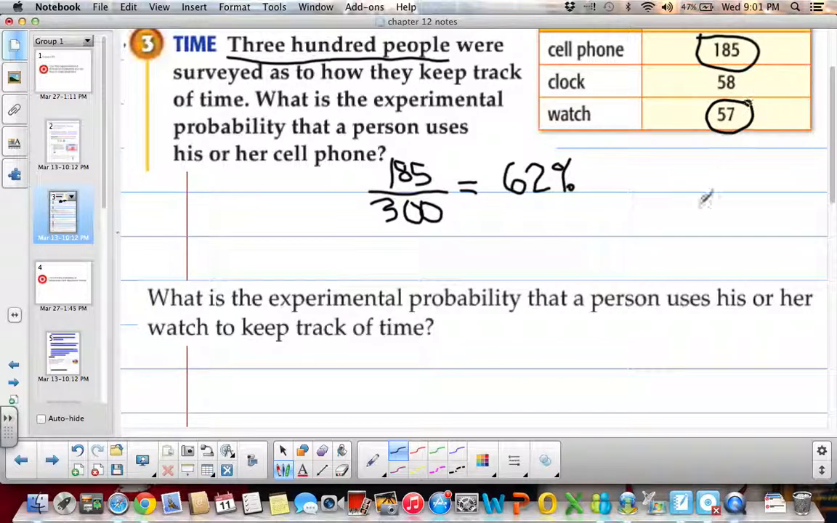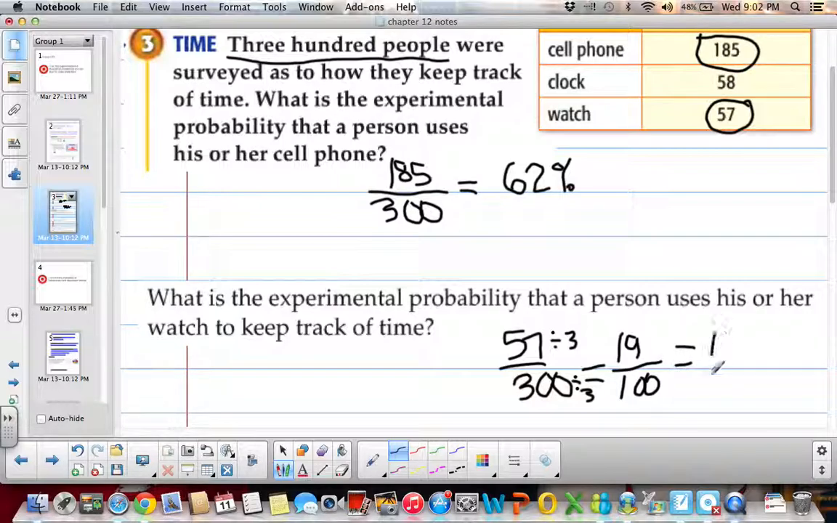So instead we're going to look at this number, which is 57, and we're going to put it again over 300. And we can simplify this. The reason why I left this at 185 over 300 is because it's already simplified, but we can simplify this one by dividing both by 3, and we would get 19 over 100, and we know that 19 over 100 would be 19%.